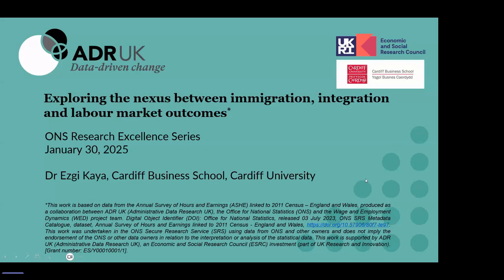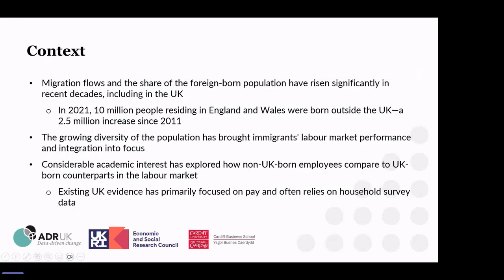Just to give a little bit of context, migration flows and the share of the foreign population have risen significantly in recent decades, and the UK is not an exception. If you look at the recent census in 2021, 10 million people residing in England and Wales were born outside the UK. This is around 1 in 6 people, and a 2.5 million increase since 2011. The growing diversity of the population obviously has brought several important questions, and one of them is the immigrants' labour market performance and integration. Not surprisingly, there has been considerable academic interest in understanding how immigrants fare in the labour market compared with UK-born employees.